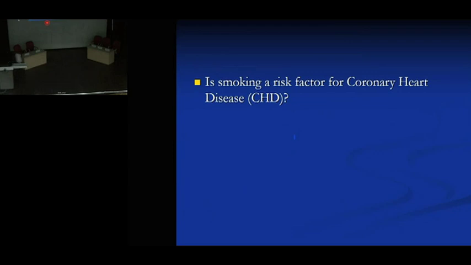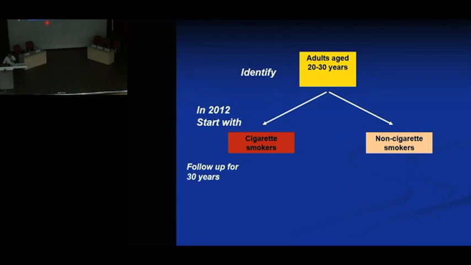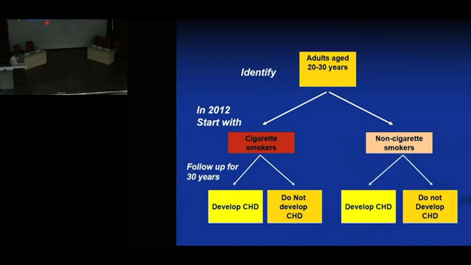So for instance, if you want to ask the question, is smoking a risk factor for coronary artery disease? So a population, something like adults aged 20 to 30 years. So the study started in 2012. Some are cigarette smokers, some are non-smokers. Do a 30-year follow-up. You'll get some among the smokers who develop CHD and some among the non-smokers who develop CHD. Right? Then you'll get some figures, proportions on both sides, and then you can subject them to some analysis and see whether it is significant or not.